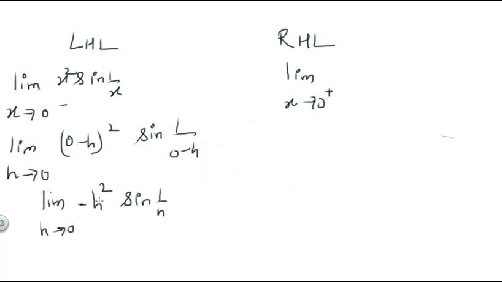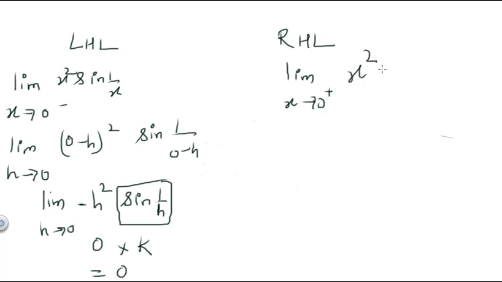Now you know, putting h as equal to 0, this will be 0 into, you know, this is going to give us a definite value, because we know any angle of sine will give us a value between -1 and 1. So let that value be k. So the answer will be 0.